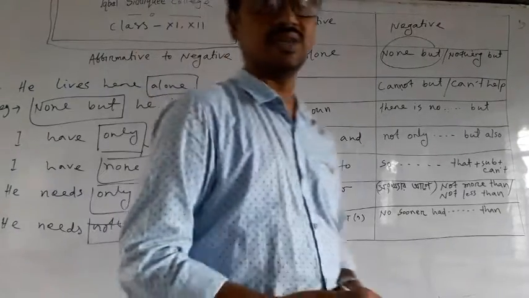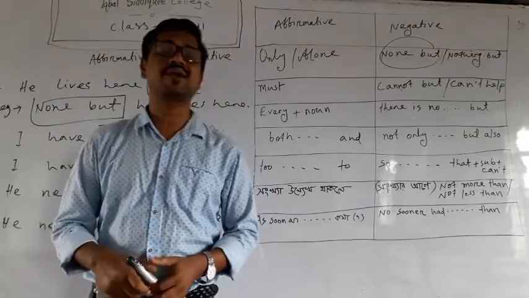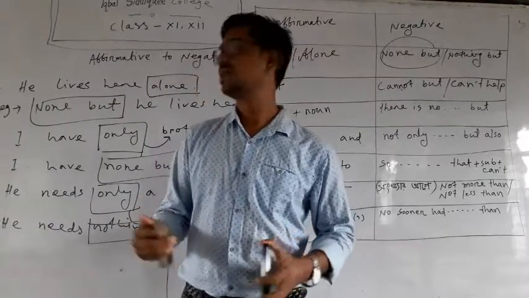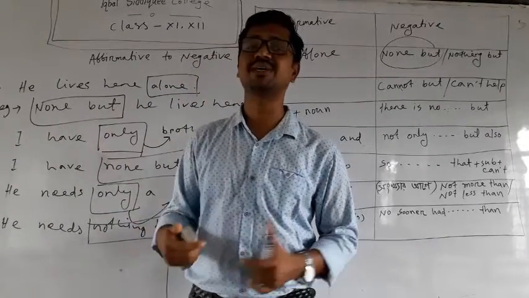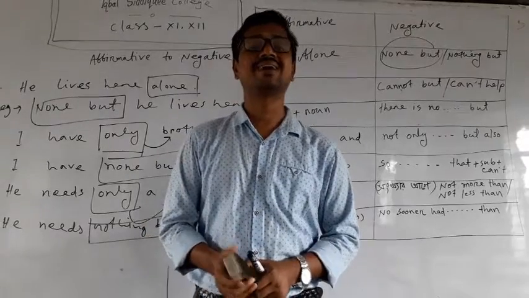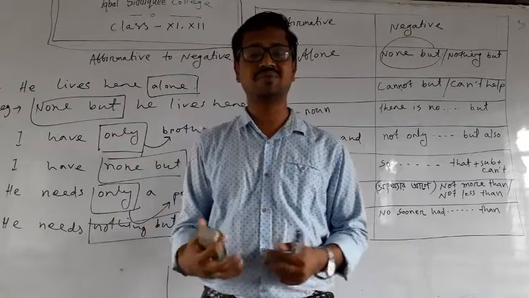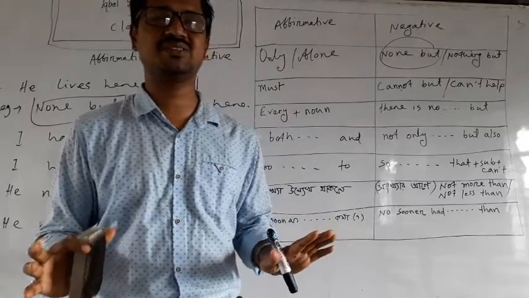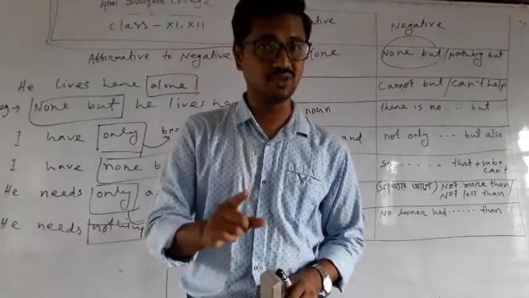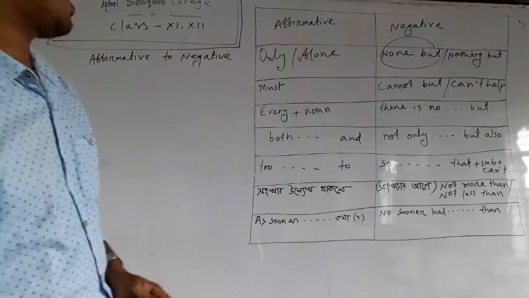So I want to say that when "only" or "alone" is referring to a person, you will use "none but." When it is referring to a noun which is not a personal noun, or which is not a human being, you have to use "nothing but."